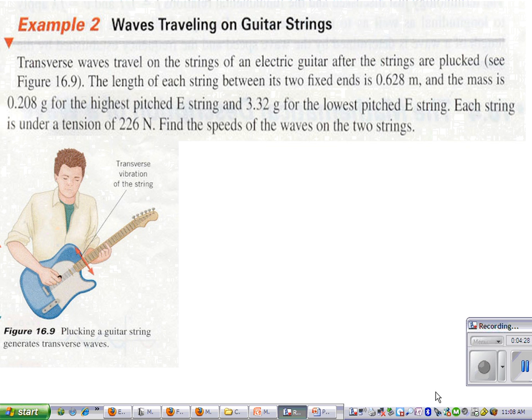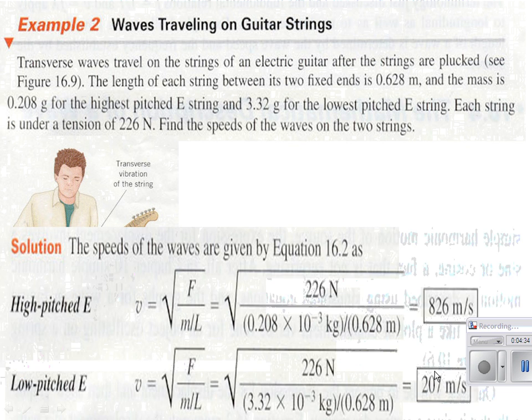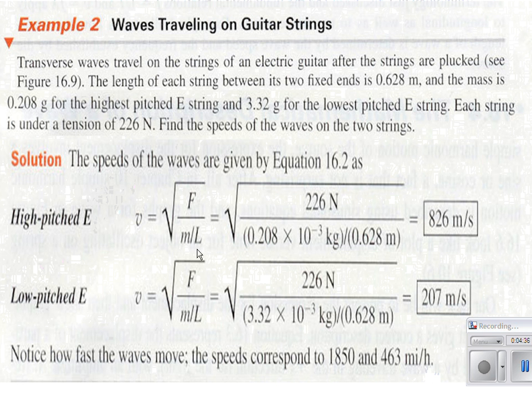So we're going to use our equation that we just looked at, and if we plug in our values to that equation, we get this. In both cases the force was 226 newtons. Remember, you had to change the mass to kilograms, and the length was 0.628 meters in each case. For the high-pitched E, the wave traveled down the string at 826 meters per second. The low-pitched E was 207 meters per second.